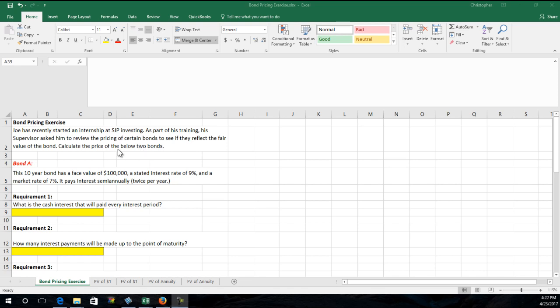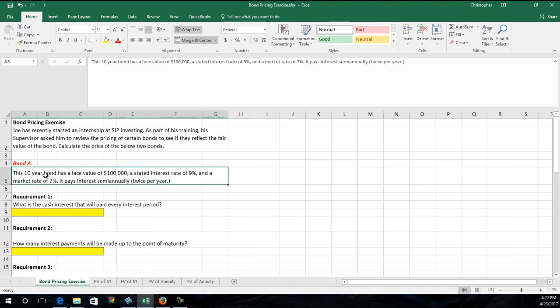Calculate the price of the below two bonds. So we're going to see bond A and bond B here. Now, the first one is a 10-year bond that has a face value of $100,000, a stated interest rate of 9%, and a market rate of 7%. It pays interest semi-annually, which is twice a year.